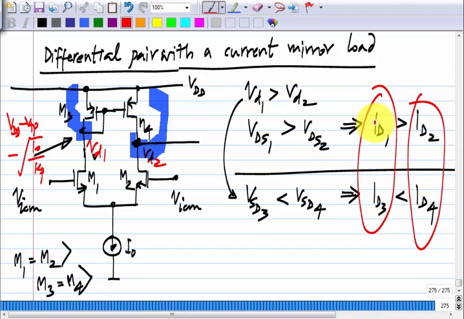So, you cannot have this, right. So, if they are perfectly matched even in open loop, equal currents will be flowing through the transistors, and what will be the output voltage? What will be the voltage here? Same, VDD minus VTP minus square root I0 by KP, basically VDD minus VSG3.